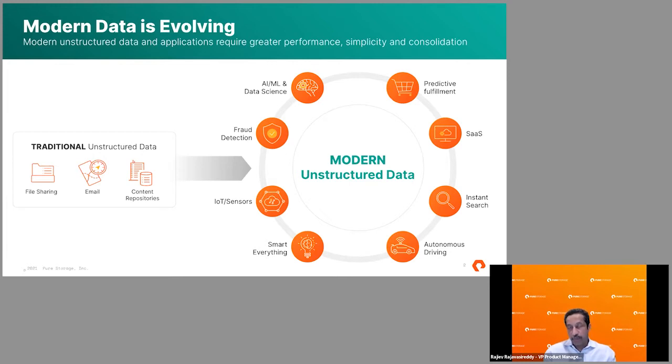We made a big bet early on that a lot of modern unstructured data was going to need very high performance, even at scale. The second big bet we made was that object, which at that time was mainly used for archive and cheap and deep storage, was going to be deployed more and more in high performance applications.